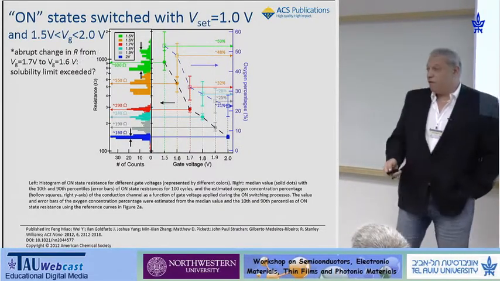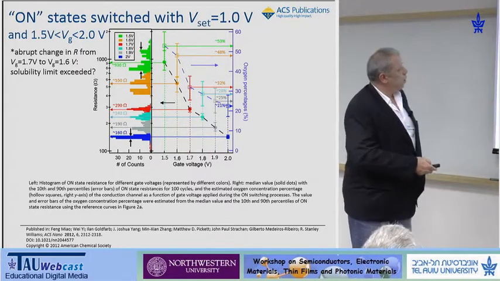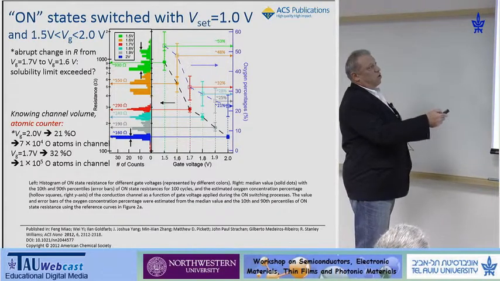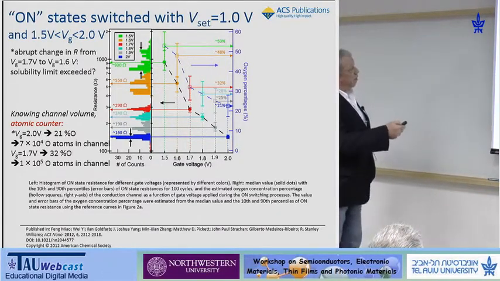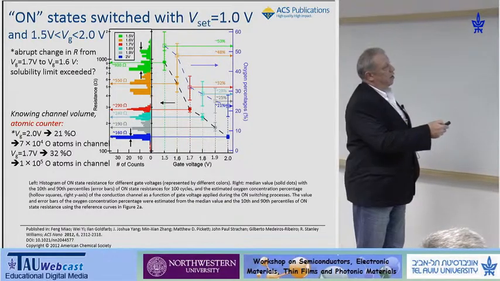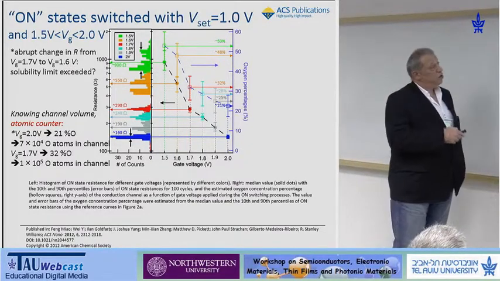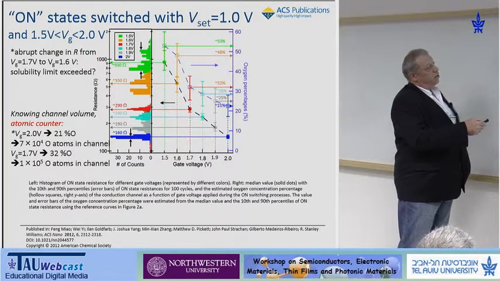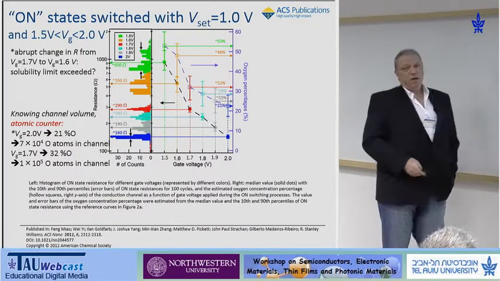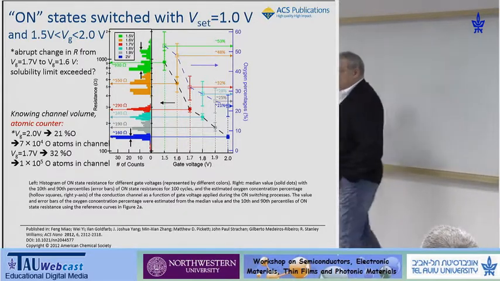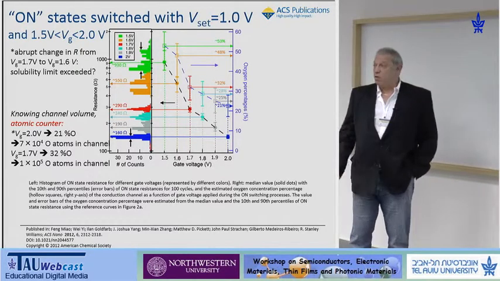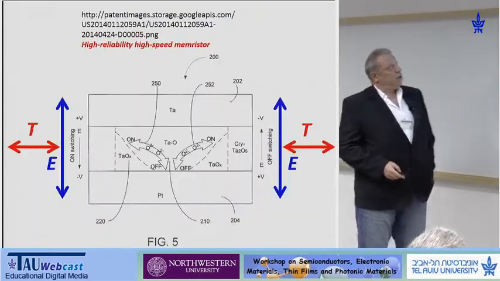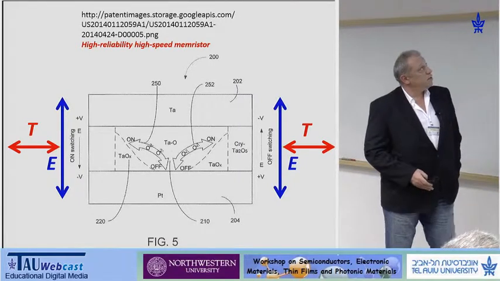As I said, knowing the volume, we can calculate, and we can see, for example, that for a gate voltage of 2 volts, we have about 21% of oxygen, and that results in 10^4 atoms in the channel. And by going to 1.7, we have 32%, which is 10^4.5. So we can control the number of oxygen ions in the channel with a precision of thousands of atoms. I think it's pretty nice. And HP, of course, immediately patented this.